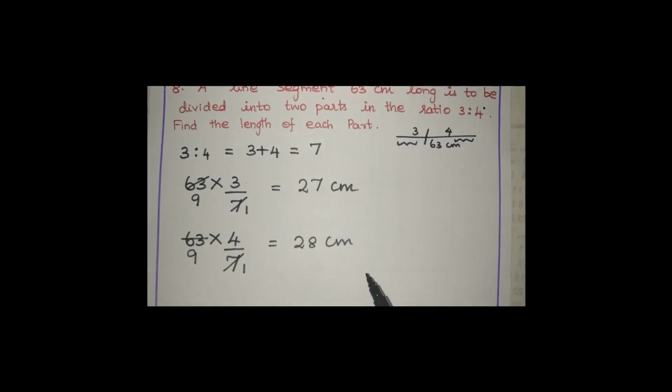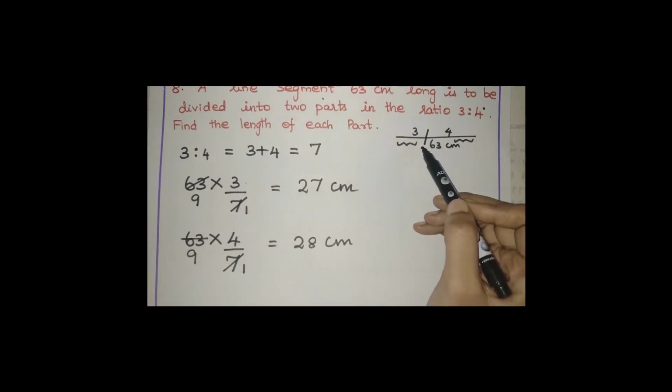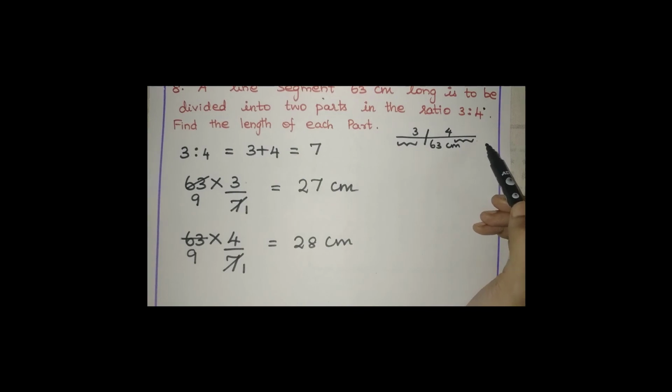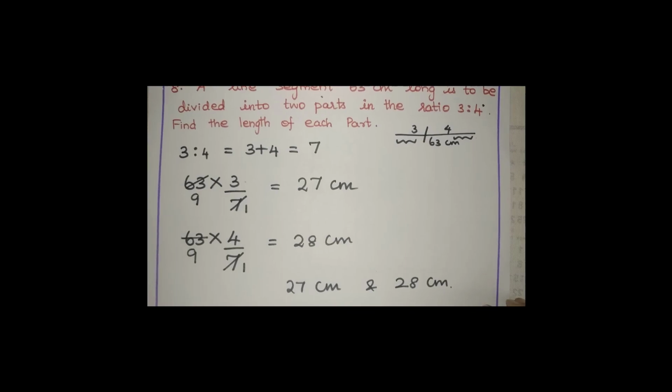So you have found the length of each of the parts. One part is 27 centimeter and the other part is 28 centimeter. So 27 centimeter and 28 centimeter. Is it clear? Yeah, okay.